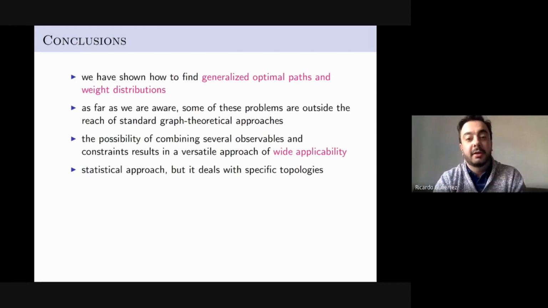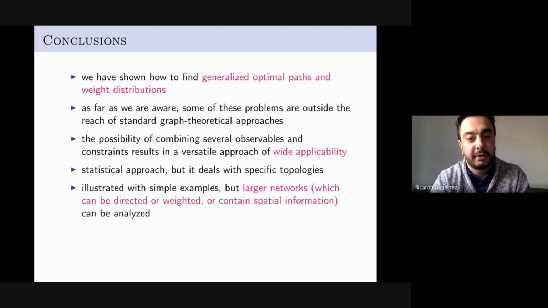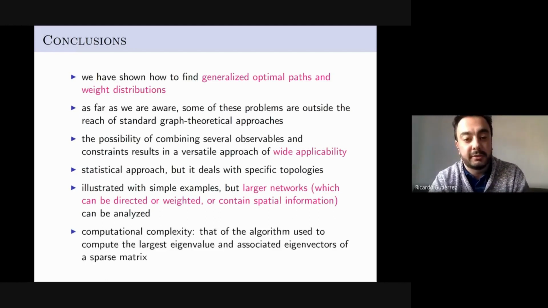So it can be a network coming from an application, it can be a realization of a given ensemble and so on, but it doesn't have to have any simplicity properties or any theoretical description that is not an Erdos-Renyi graph or anything like that. It can be as complicated as you want. We illustrated this with simple examples, but larger networks, which can be directed or weighted, or also contain spatial information, can be analyzed.